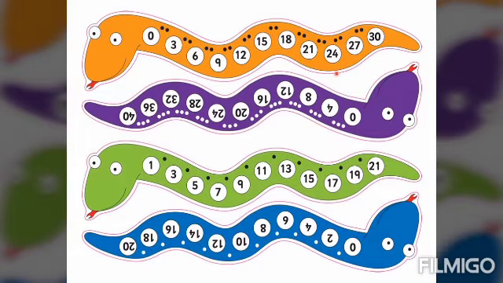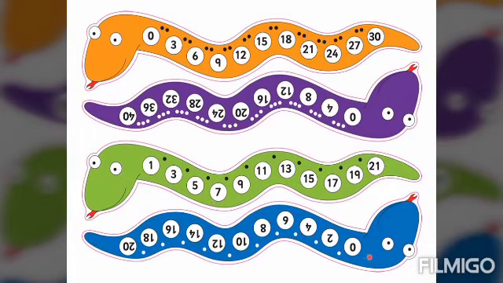And for odd numbers in the orange snake, these are 3, 9, 15, 21, and 27. Okay, for the purple snake, we have 0, 4, 8, 12, 16, 20, 24, 28, 32, 36, and 40. So all the numbers in the purple snake are all even numbers. And this one, for the green snake, all the numbers are odd numbers.